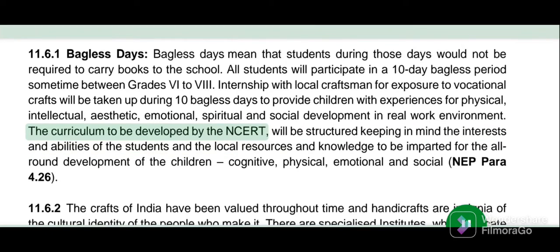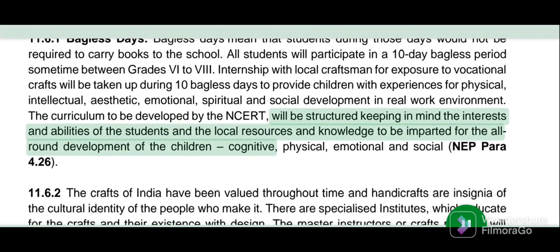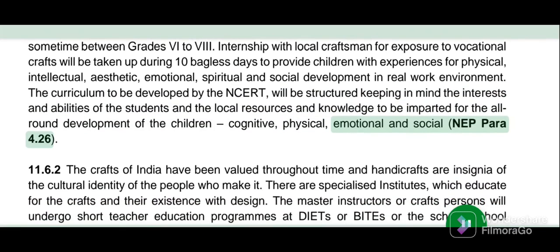The curriculum to be developed by the NCERT will be structured keeping in mind the interests and abilities of the students and the local resources and knowledge to be imparted for the all-round development of the children: cognitive, physical, emotional and social. NEP Para 4.26.